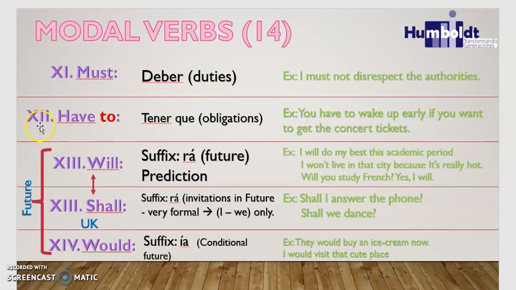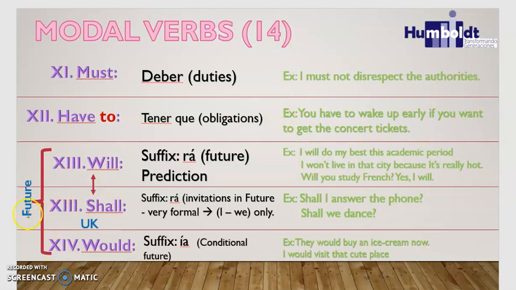The number 12 is have to. Remember that only have is the verb tener, but have to is a modal verb. So it means tener que. It's used for obligations. So in this case you say, you have to wake up early if you have to get the concert tickets. Tú tienes que, this is an obligation, tú tienes que despertarte temprano si quieres conseguir o comprar los boletos para el concierto. Okay, so be careful with these two.